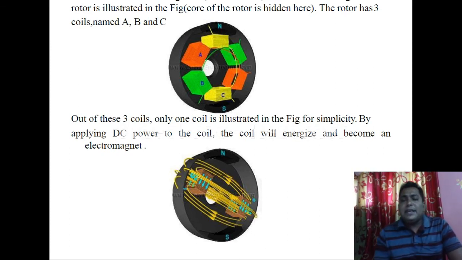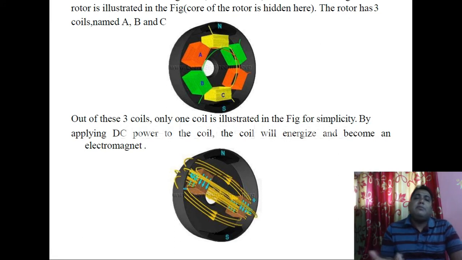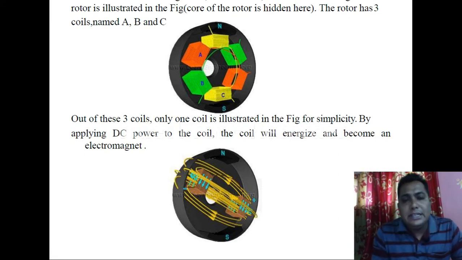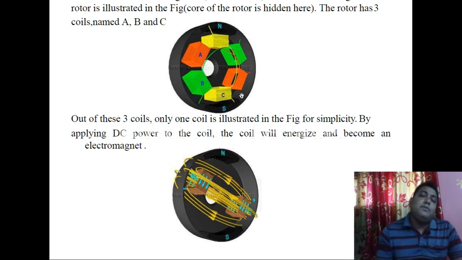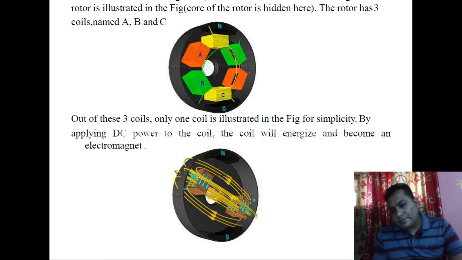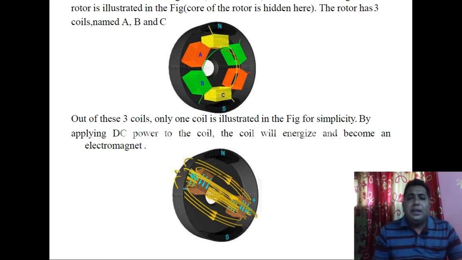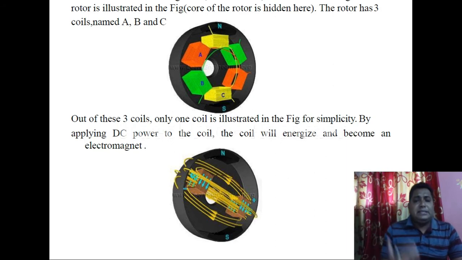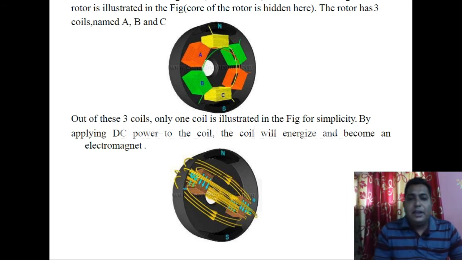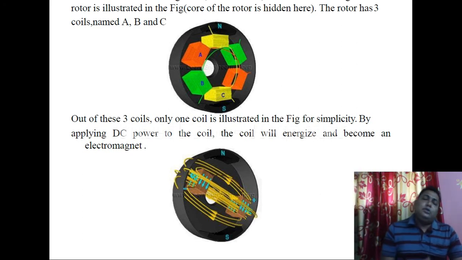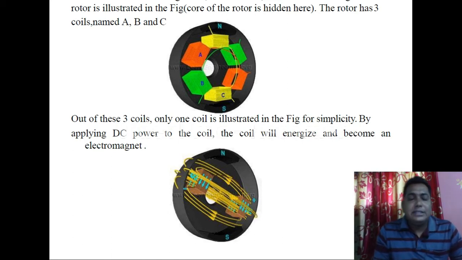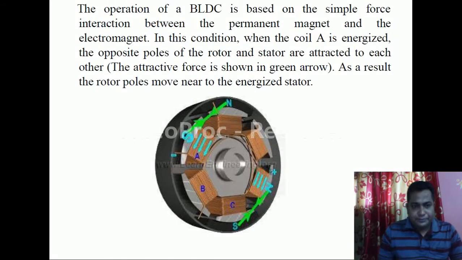As you can see, the rotor has three coils named A, B, C. As we can see in the diagram, this is A, this is B, this is C. Out of these three coils, only one coil is explained in this particular presentation, and the same phenomenon is happening in the other two, step by step and sequentially. Now in this stator section we are giving DC power supply to energize the coils, and it becomes an electromagnet.